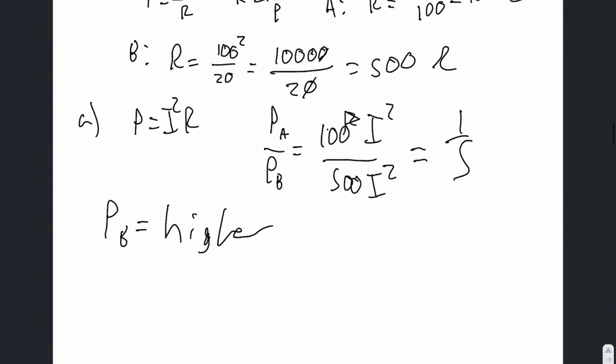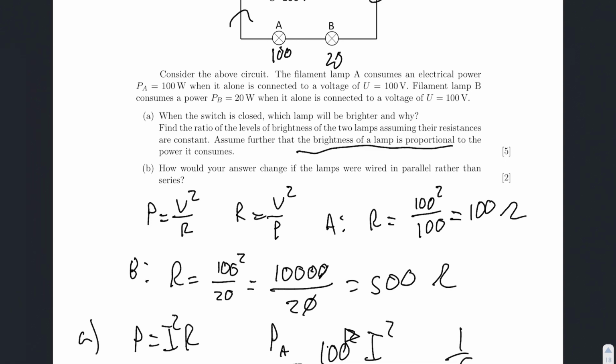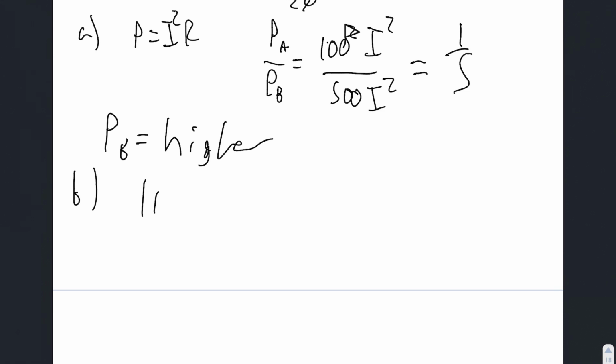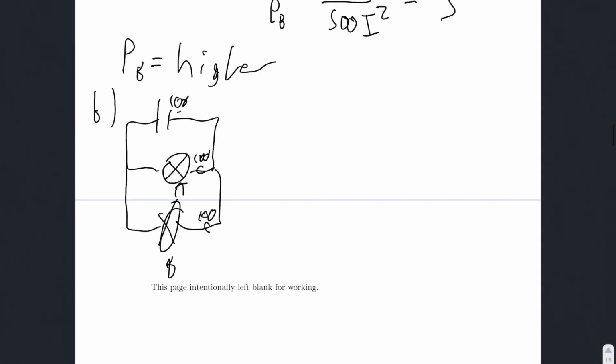So part B, we have how the answer changes if the lamps were wired in parallel rather than series. Well, in parallel, it looks something like this. We know that the voltage will be the same. So if this is 100 volts, going through here would be 100 volts, and going through here would be 100 volts. The resistance of A was 100 ohms, and the resistance of B is 500 ohms.